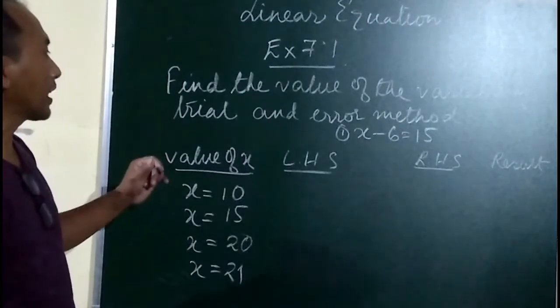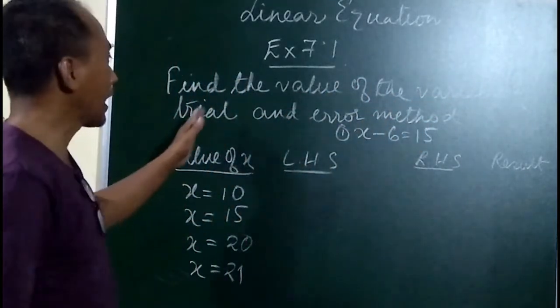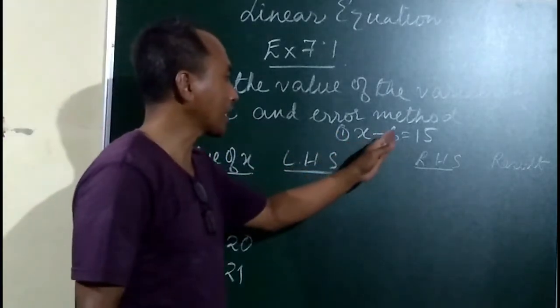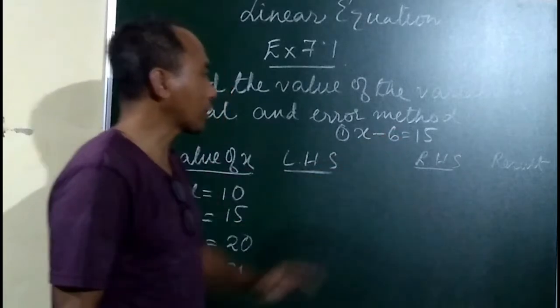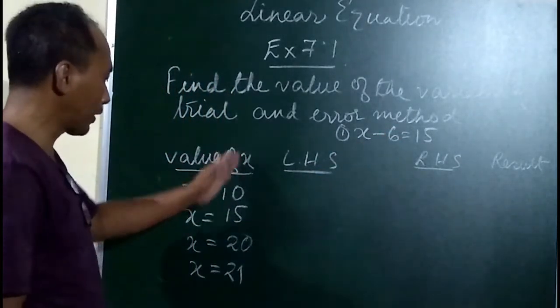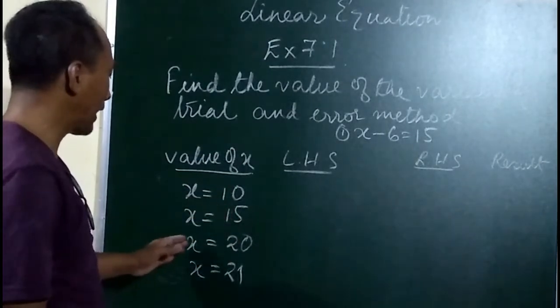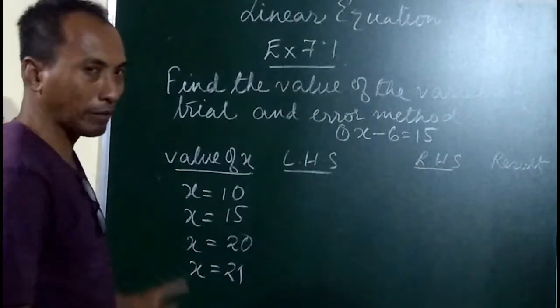Our next question is: find the value of the variable by the trial and error method. The question given is x minus 6 equals 15. So we have taken different values of x: x equals 10, x equals 15, x equals 20, x equals 21.